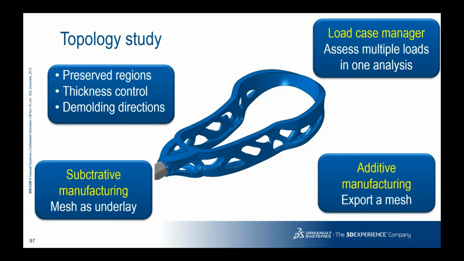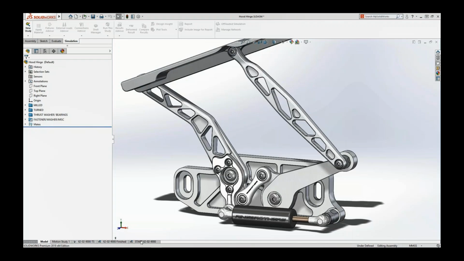Also, you can use preserved region or thickness control, we will see in a moment. You can also have a load case manager to assess multiple scenarios in one analysis. And you can define constraints to have, let's say, a more subtractive manufacturing form or one ready for additive manufacturing. So let's check how it works.